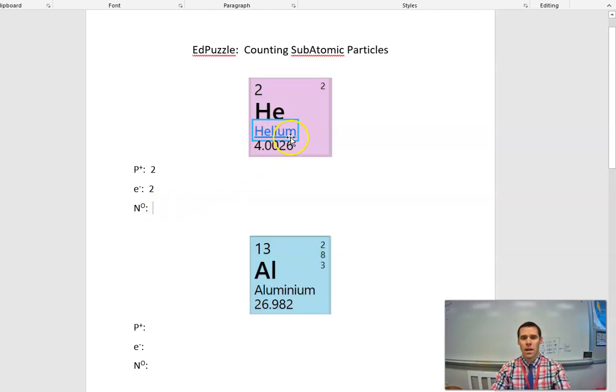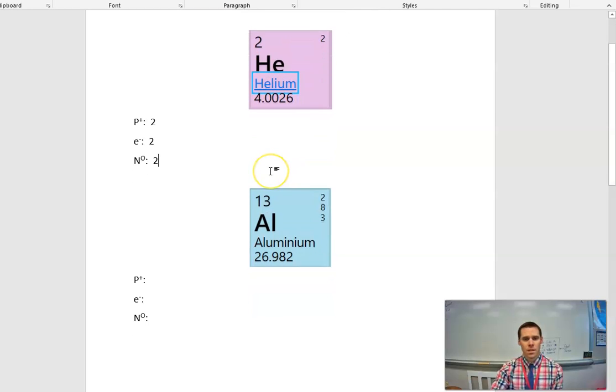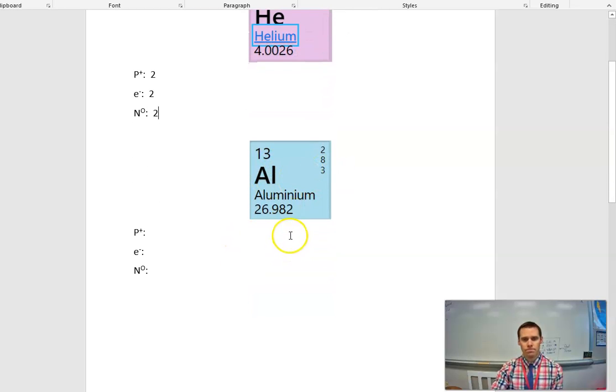And then finally we have a total of 2 neutrons, and I got that by rounding my mass number to the nearest whole number, which is 4. 4 minus my atomic number of 2 gives me 2 neutrons. 2 protons, which are 2 AMU, 2 neutrons, 2 AMU, a total mass of 4 AMU. So go ahead and try aluminum.